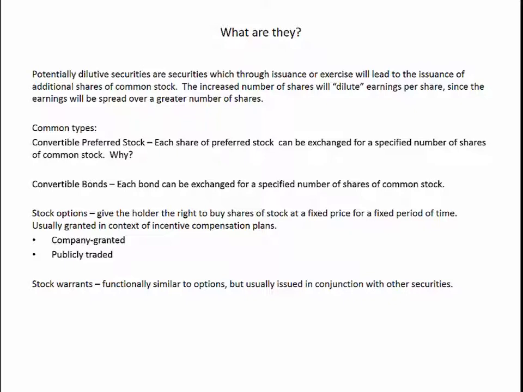Stock warrants are functionally similar to stock options, where they give the holder the right to buy shares of stock at a fixed price for a fixed period of time, but they're usually issued in conjunction with other securities. Again, to make our bonds more attractive, for example, we might say that each $1,000 bond comes with 5 stock warrants that enable you to buy stock at a fixed price for a fixed period of time.